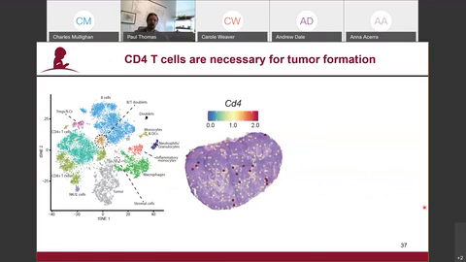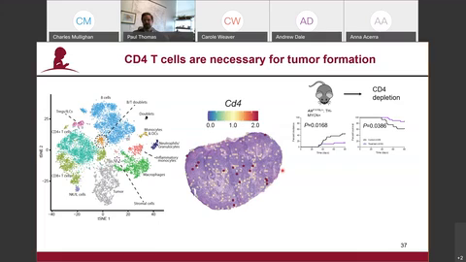Okay, so we've gotten rid of B cells and it didn't do anything. We've gotten rid of CD8 T cells and it didn't do anything. And so we're left with CD4 T cells. By the spatial transcriptomics, CD4 T cells looked much more interesting. They're infiltrated throughout the tumor. And when we deplete CD4 T cells, we find that they're necessary for tumor formation.